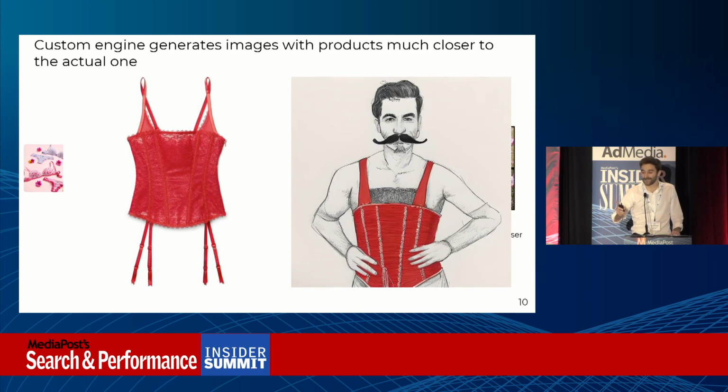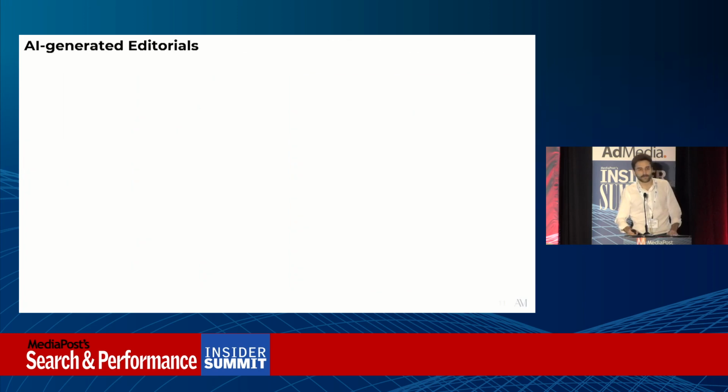But what is interesting here is that the style is drawn, but still it managed to get the product right. This is almost exactly the same product, but in a different style, which improves the possibilities you can get. So then we knew how to do custom engines, we knew how to do flat lays, we knew the potential, and we decided to be a bit more ambitious. So we decided to do editorials. So we started working with our freelancer on generating editorials.